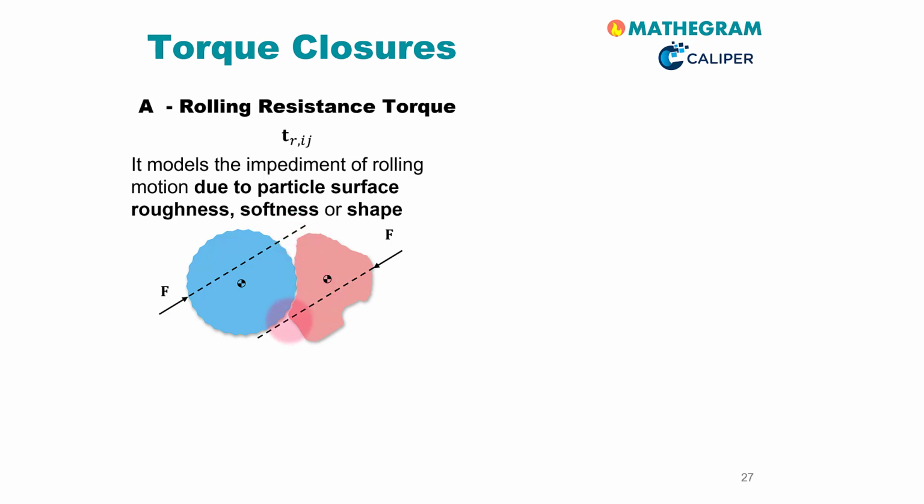The softness of particles, so the particle is deforming under the normal force, and this then leads to a large contact area between the two particles, or simply the shape of the particles. This causes a contact torque that we need to model, as you will see.